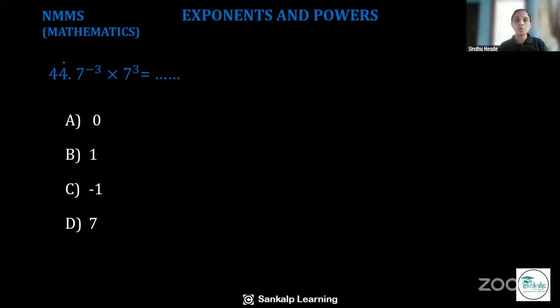Let us see question number 44 of the chapter Exponents and Powers. 7 raised to minus 3 into 7 cube is equal to dash. Option A: 0, option B: 1, option C: minus 1, option D: 7.